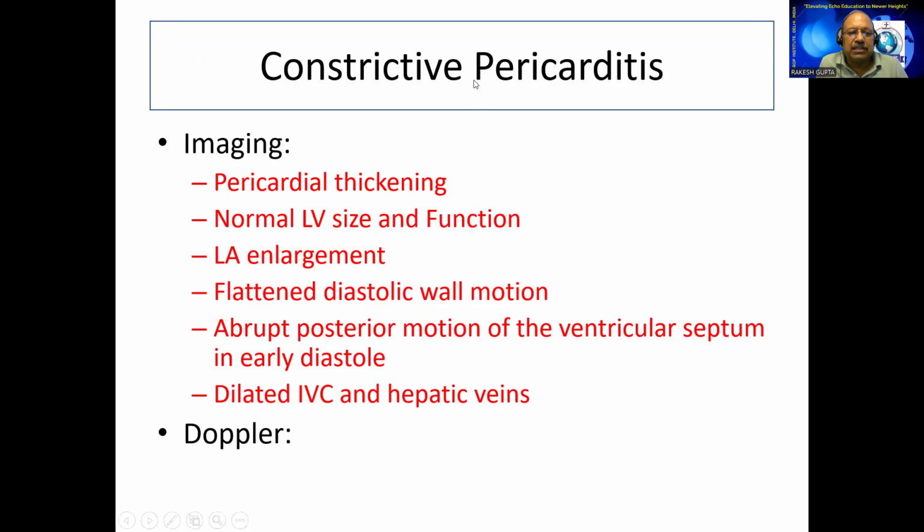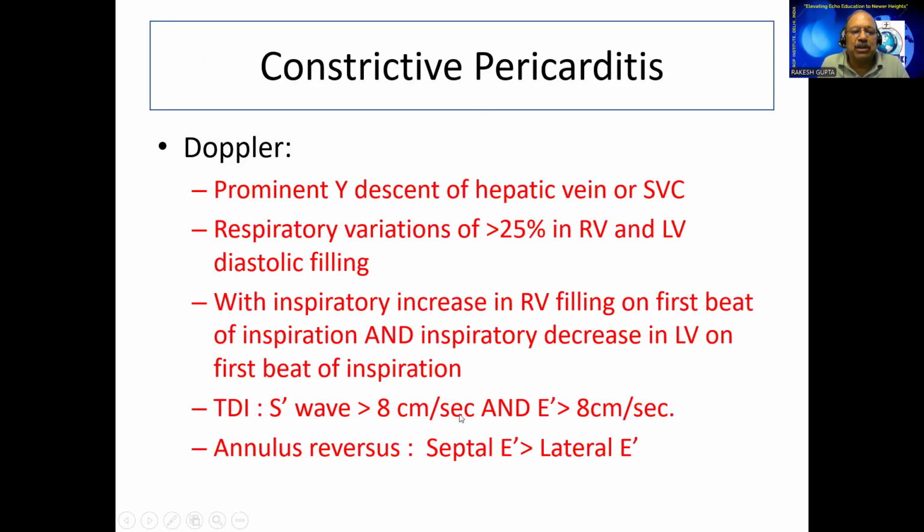In constrictive pericarditis, features are more or less the same. Thickening, there is no fluid. Normal LV-RV size and function, LA enlargement, flattened diastolic motion, abrupt posterior motion of the ventricular septum during early diastole, dilated IVC and hepatic veins, and the most important feature is the diastolic Doppler finding, respiratory variations, and on top of that, the TDI velocity of the septum is more than the lateral wall, which we call annulus reversus, along with the hepatic reversal flow.